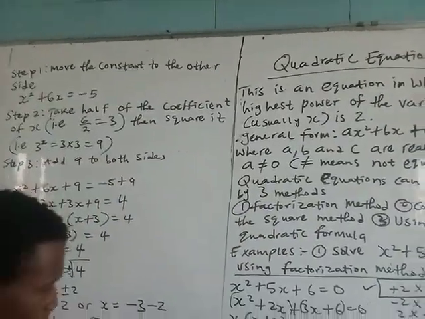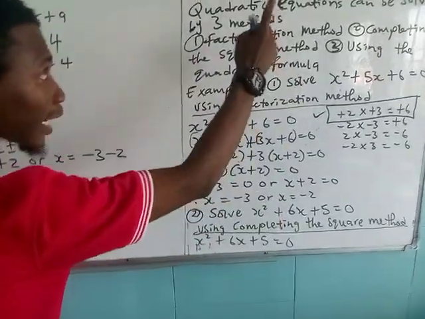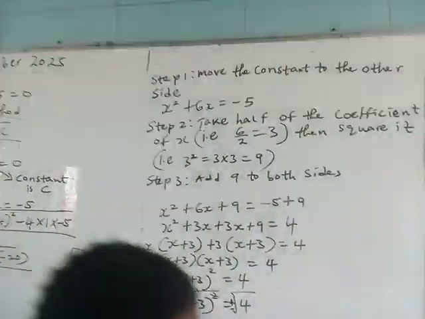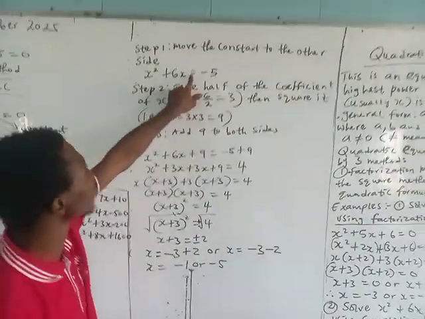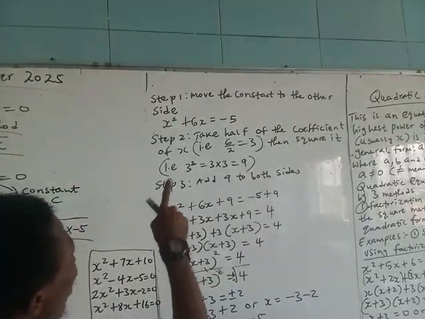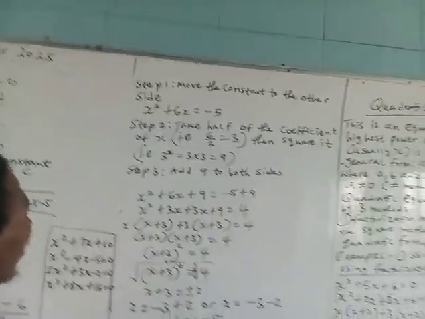So I'm going to move the constant, which is c as I explained before, which is plus 5, to the other side. As it crosses the equal sign, it becomes minus 5. So x squared plus 6x is equal to minus 5.